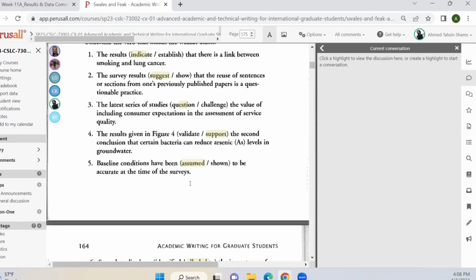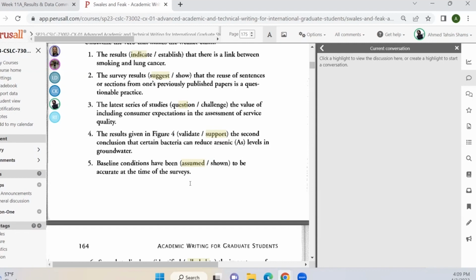The results, both group. We agree? Correct. That's the weaker claim. The survey results suggest or show? Correct. Suggests is a weaker claim. The latest series of studies, question or challenge? It's question. Question is the weaker claim. Challenges would be actually, in a way, booster, not hedge.